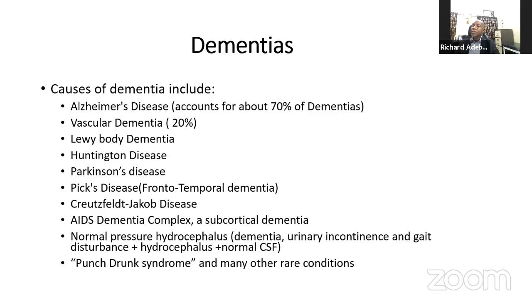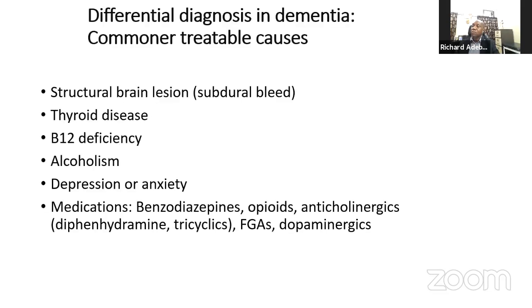The differential diagnosis in dementia, I looked at some aspects earlier, but let's lay emphasis on them again. Structural brain lesion, especially subdural bleed. People can also misdiagnose that as dementia. Also, thyroid disease and vitamin B12 deficiency can mimic dementia, but are not exactly dementia. Alcoholism too.